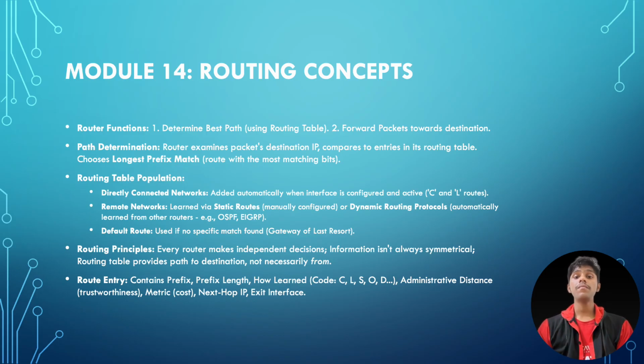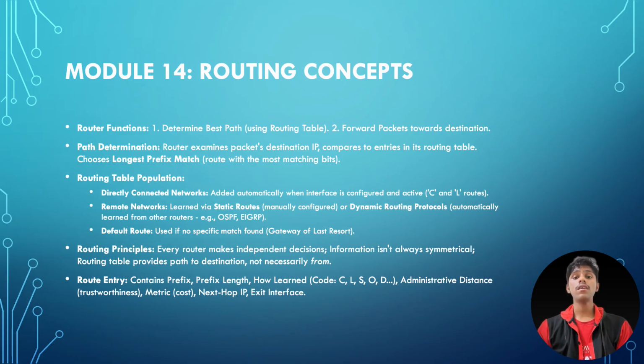The router performs two primary functions: determining the best path to the destination network using the routing table, and forwarding along that path. Path determination involves finding the longest prefix match between the packet destination IP address and the network prefixes stored in the routing table. The routing table gets its information from three main sources: directly connected networks, learned automatically from the active interfaces; static routes, manually configured by the administrator; and dynamic routing protocols, where routers automatically share route information with each other.